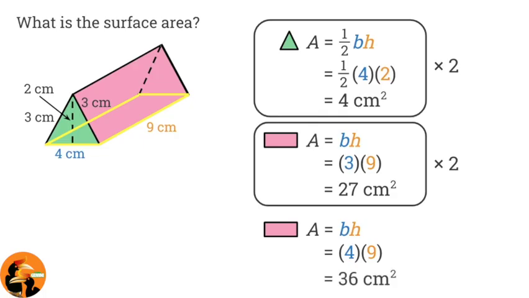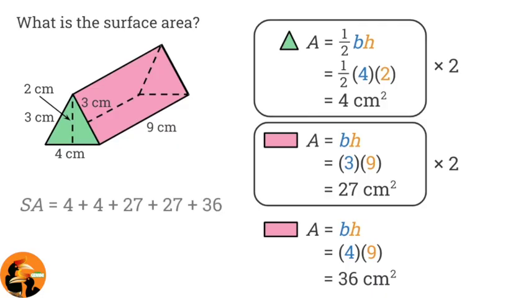We have the area of all the faces. Let's add these areas to find the surface area. We'll take the sum of 4, 4, 27, 27, and 36. Adding these numbers together, we find that the prism has a surface area of 98 square centimeters. Great job! Let's look at another prism.